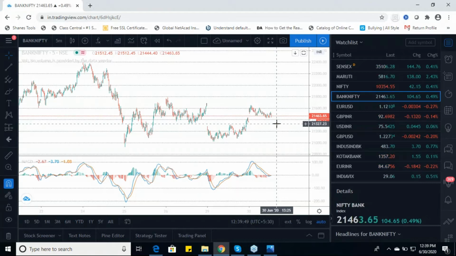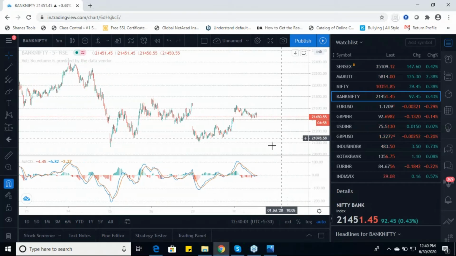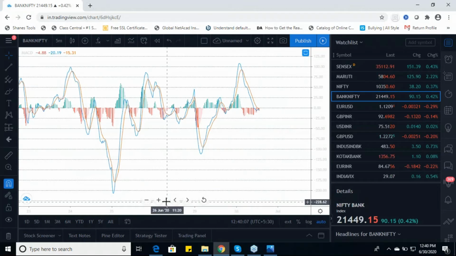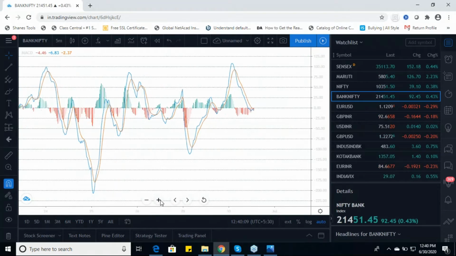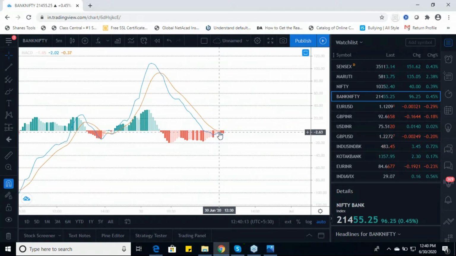Now let's understand how we can make better decisions when it comes to trading in the market with respect to any scrip or index. That's the chart of Bank Nifty which I have opened, a 5-minute chart. As you can see here, there is a kind of crossover going on, but it has failed and it's going down, thus giving us a sell signal on the 5-minute chart. So that's the basic theory.